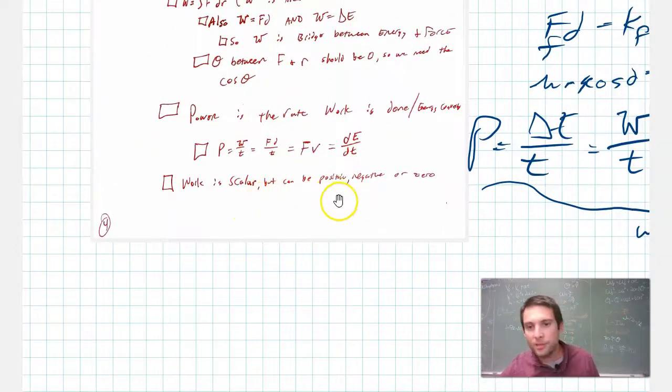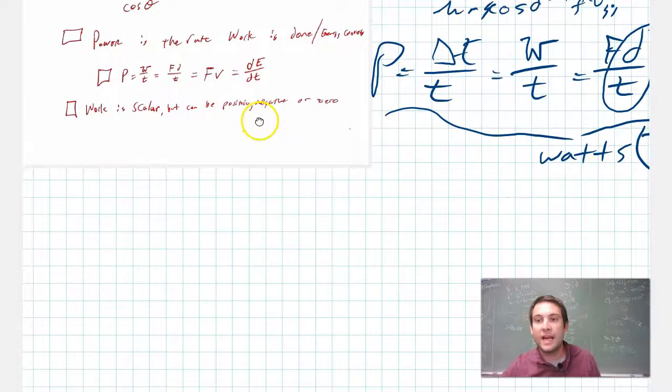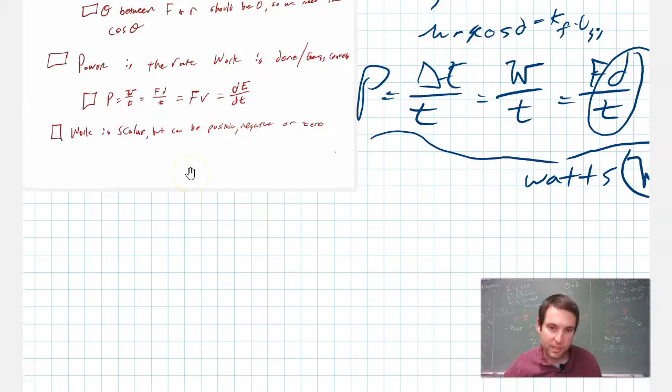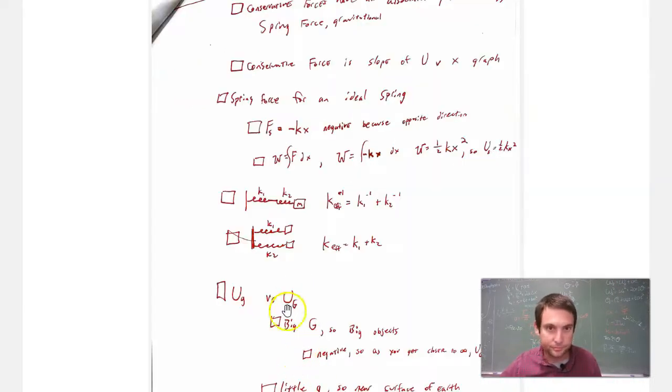Work is scalar, but can be positive, negative, or zero, depending on the angle between the force and the displacement. So if it's an acute angle, then you have positive work being done. If it's an obtuse angle, then you have negative work being done, and energy is being transformed out of the system.